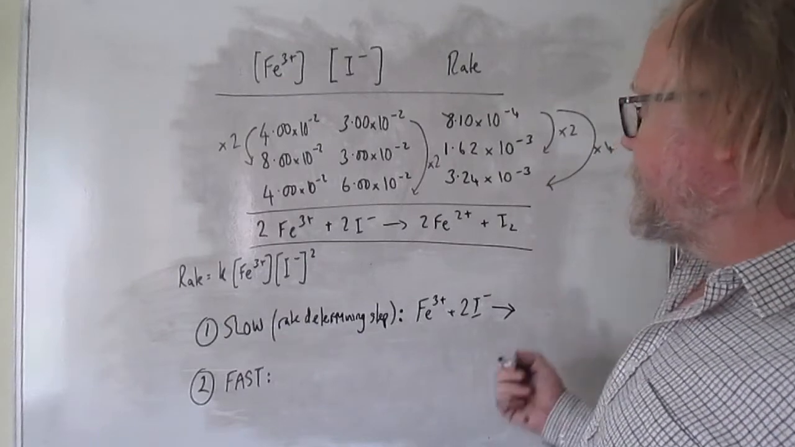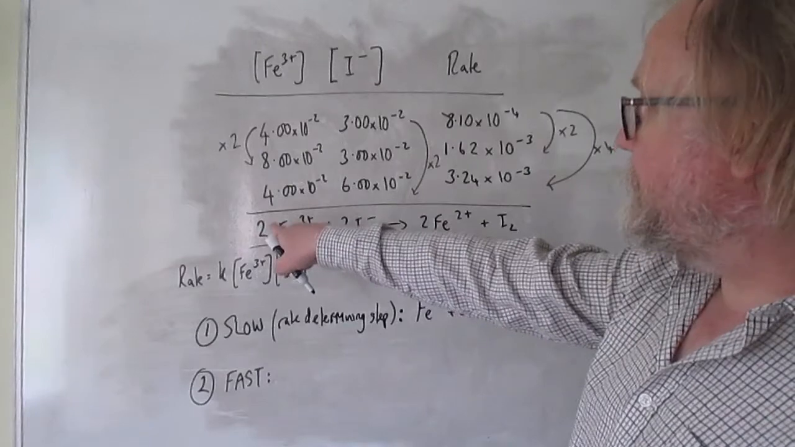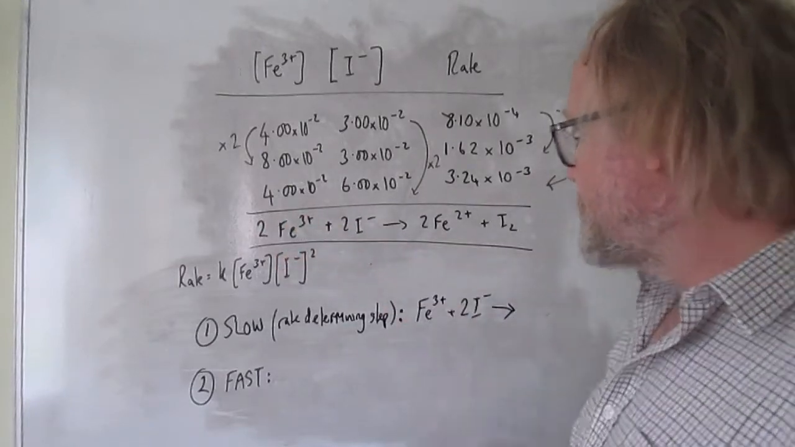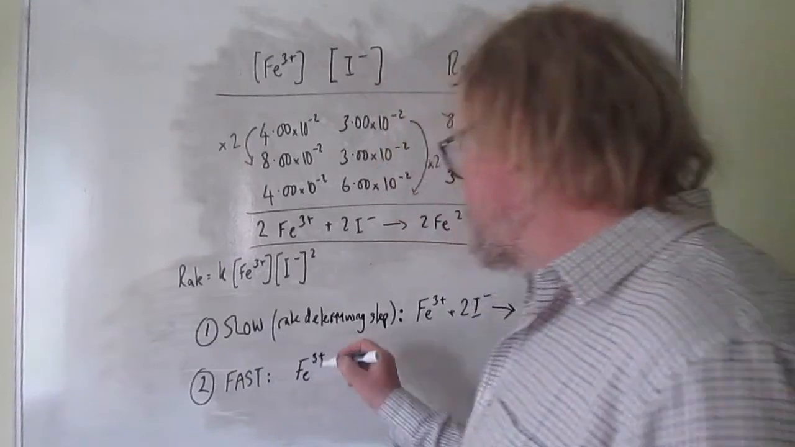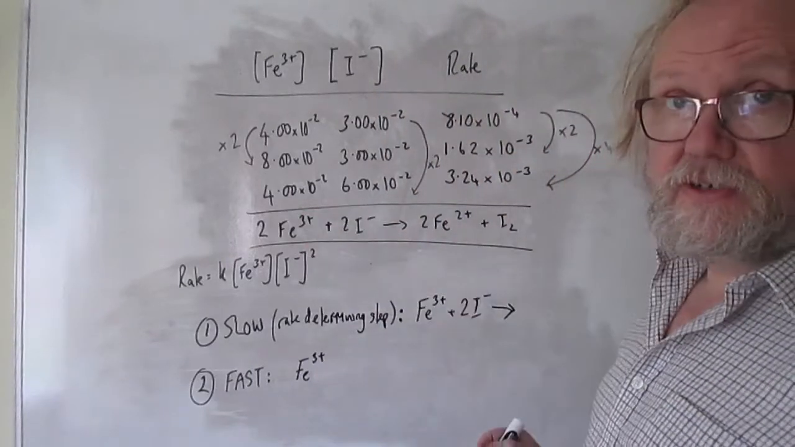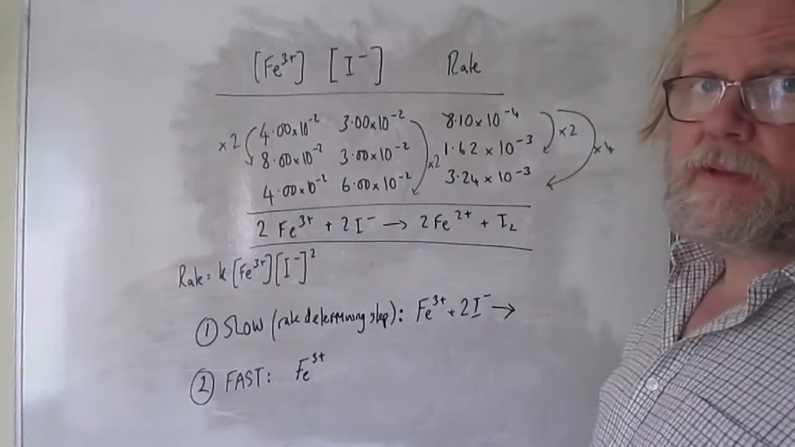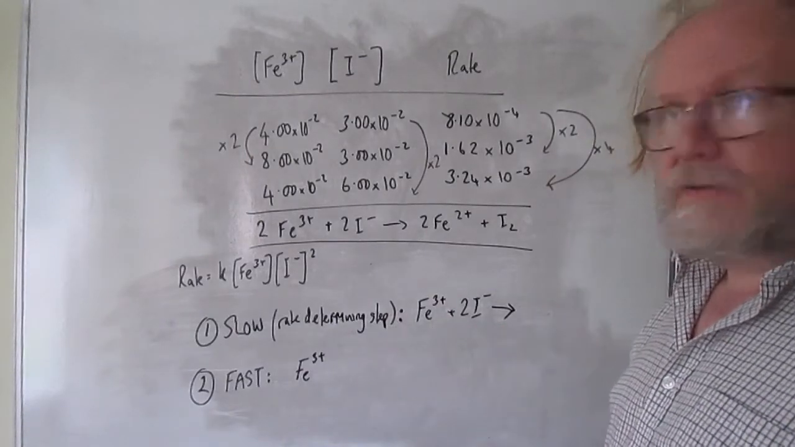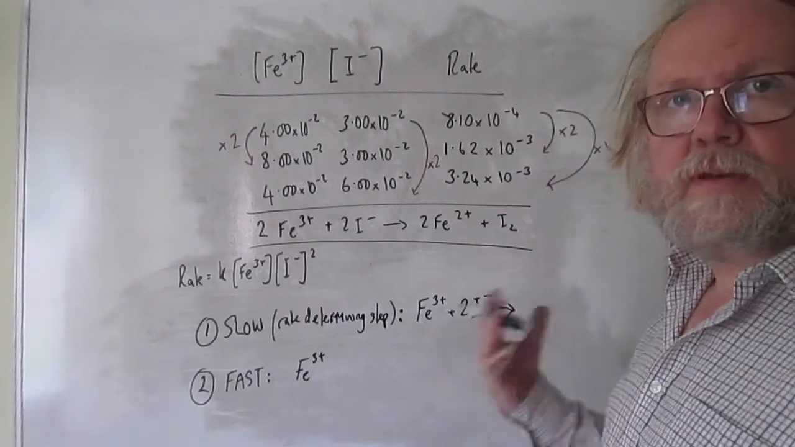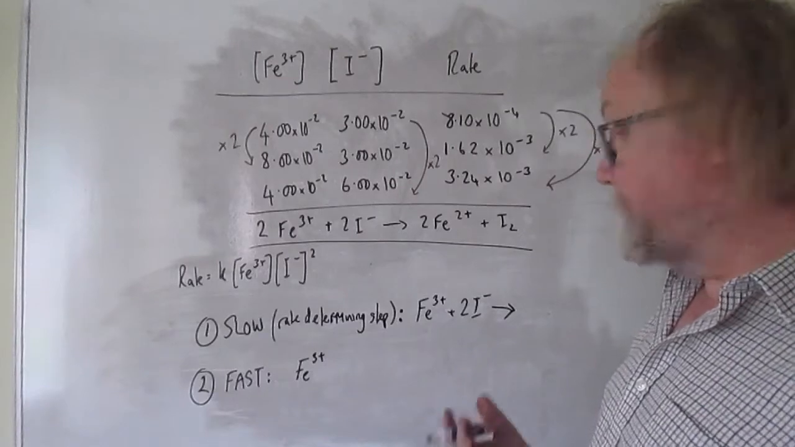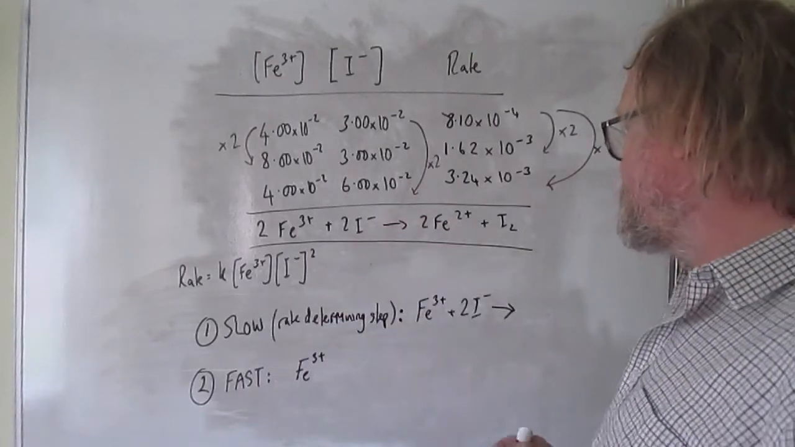And then in the second step, we've already used both of our I-, but we've only used one of the Fe3+. So we need another Fe3+ coming in here, so that when we add the two steps together, we'll get the 2 Fe3+. Now what is formed in this first step is essentially up to you. They're not interested in the chemical feasibility of your proposed mechanism. They just want to check that it fits the two equations.